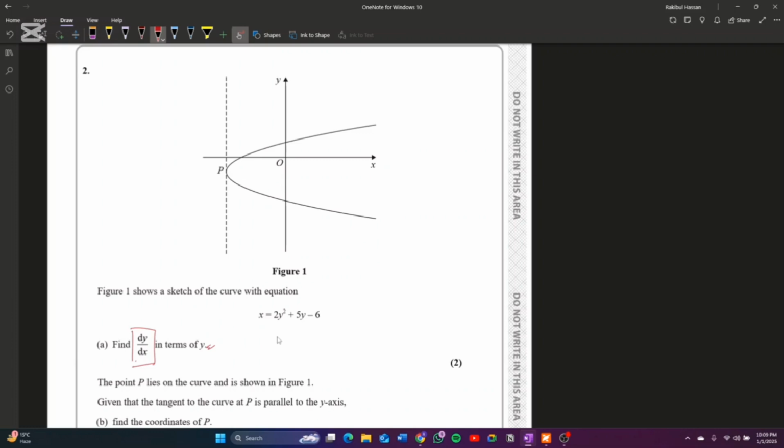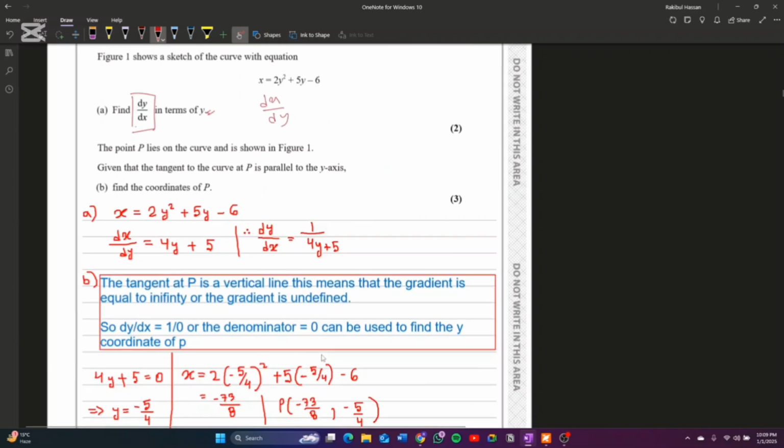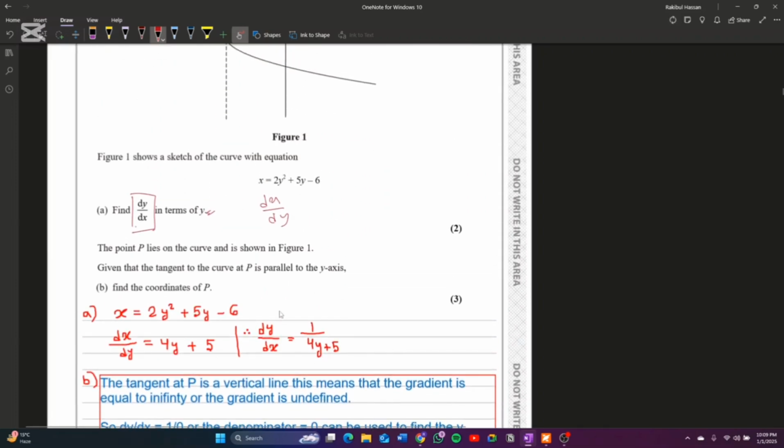Here we can see that x is our subject, while the equation has been placed in terms of y. Therefore, we can easily find dx by dy. Since x is this, dx by dy is 4y plus 5, and therefore if we just reciprocate it, then we get dy by dx is equal to 1 over 4y plus 5. This is our answer.